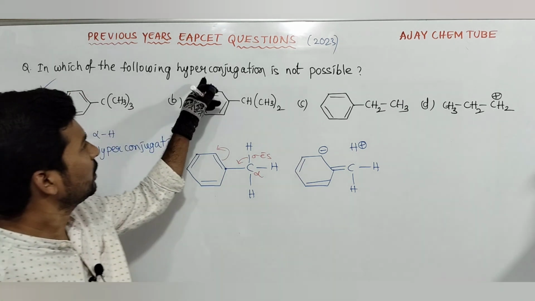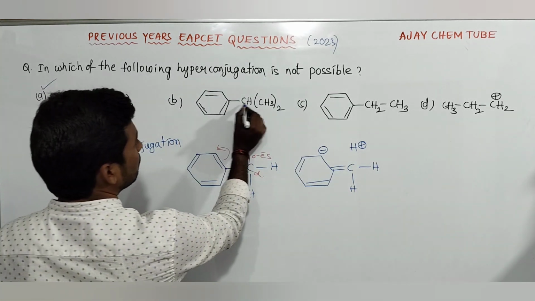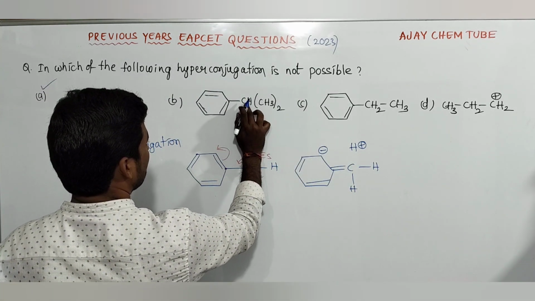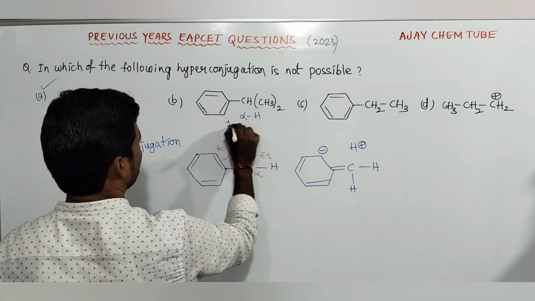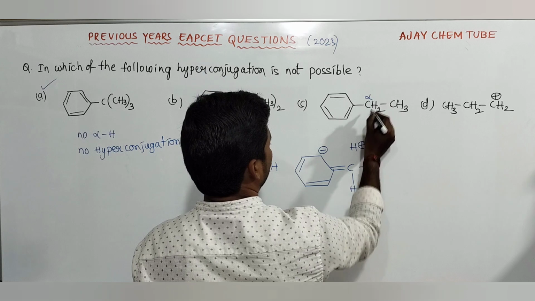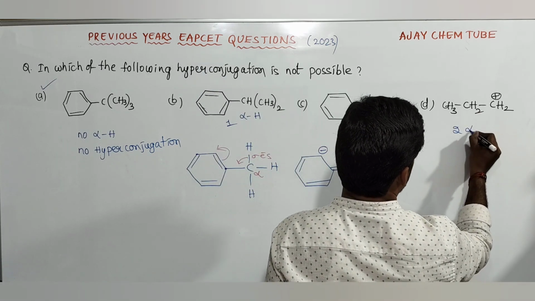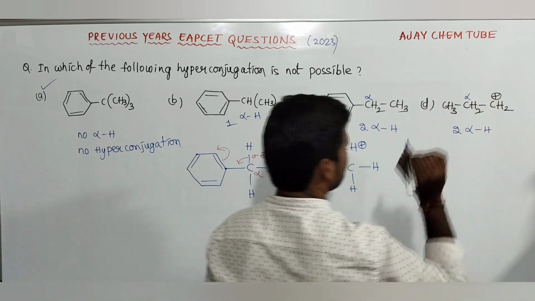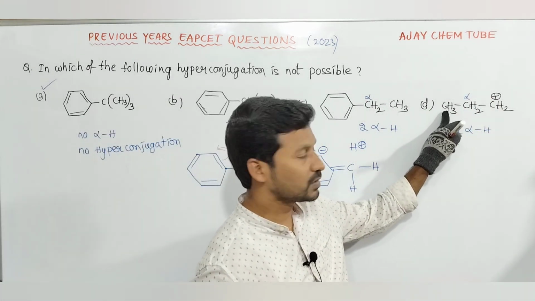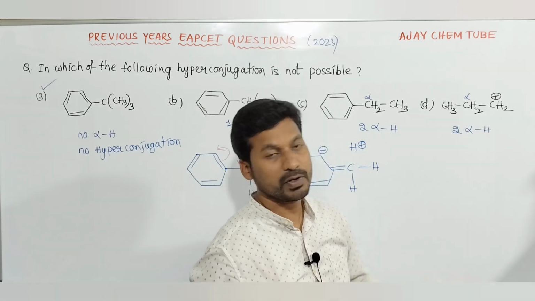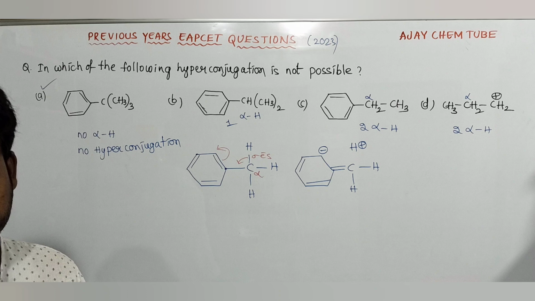In which of the following is hyperconjugation not possible? In A, not possible. Here, how many alpha carbons? Only one alpha carbon, one alpha hydrogen. Here, this is alpha carbon, two alpha hydrogens are there. This is alpha. The next carbon is beta, and its hydrogens are beta hydrogens. Hydrogens of this carbon are beta hydrogens, hydrogens of this carbon are alpha hydrogens. Thus option A is correct. Take this one.